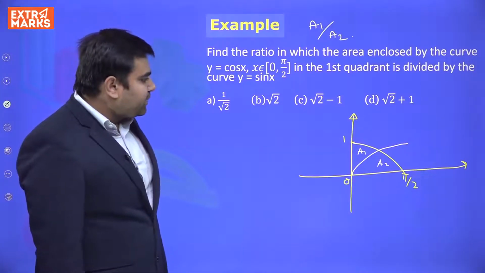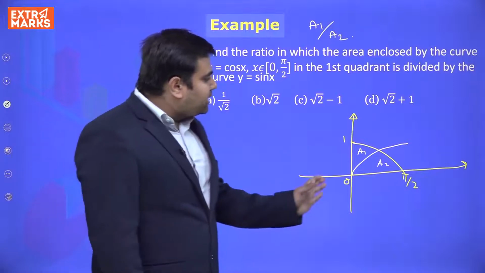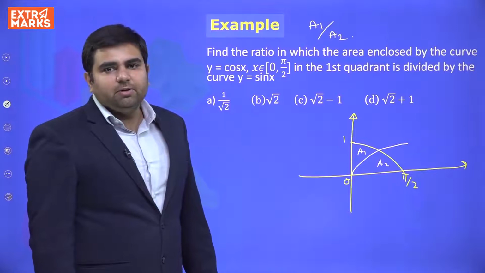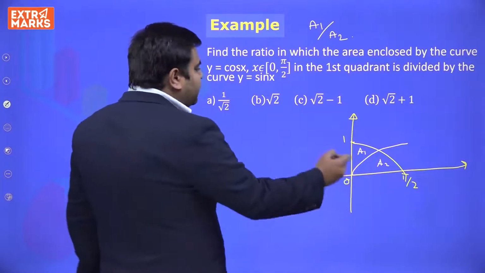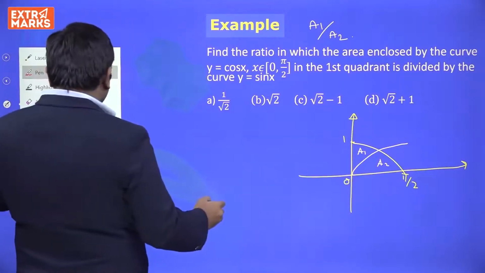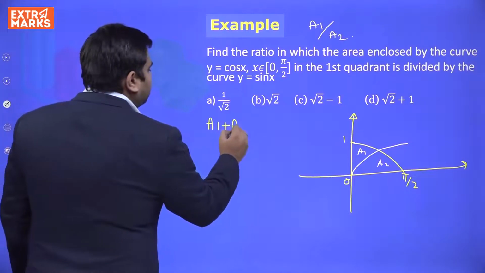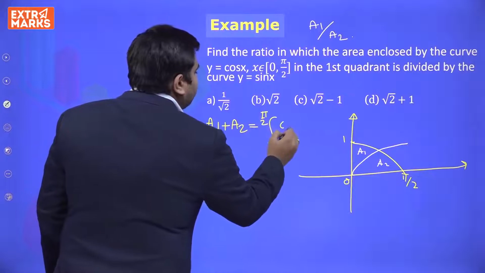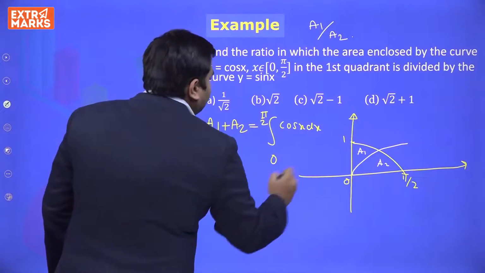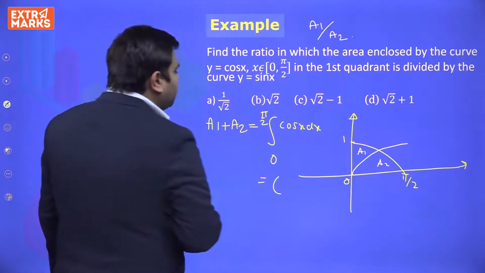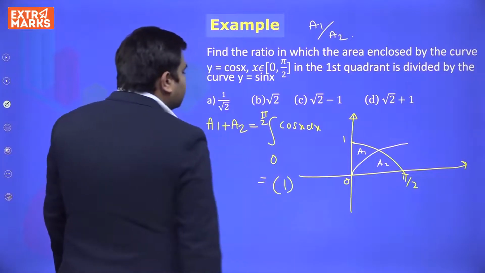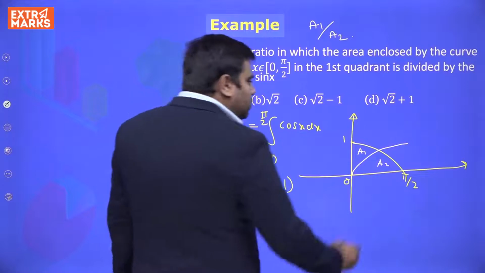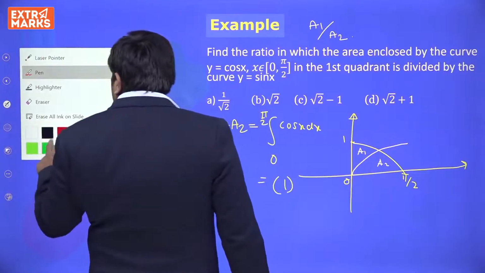Firstly, once I calculate this whole area and once I calculate this a2, I can easily get a1, right? Because a1 plus a2 is nothing but it is simple integration of 0 to pi by 2 cos x dx, right? Which is sin x, sin pi by 2 minus sin 0, which is 1. So a1 plus a2 is 1. Now how to calculate a2?